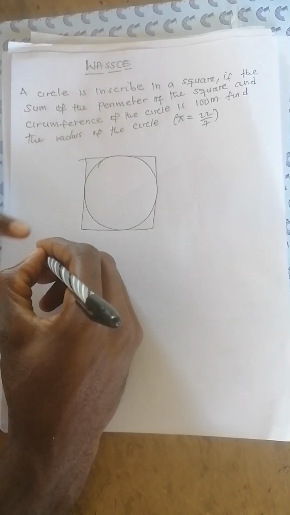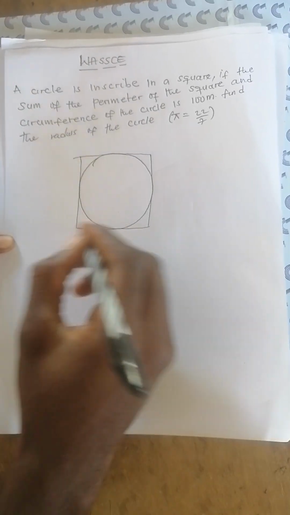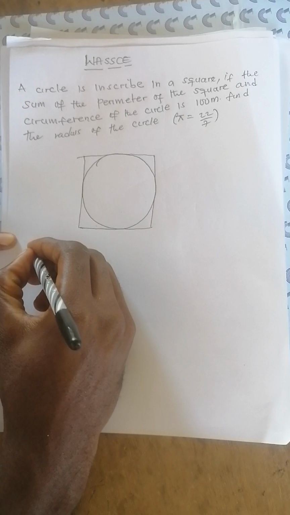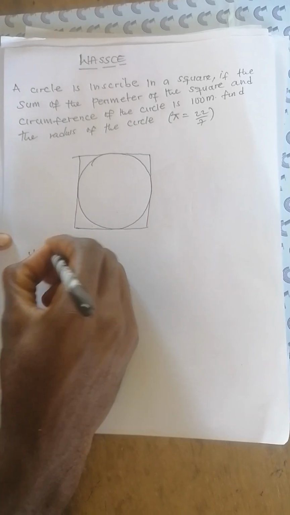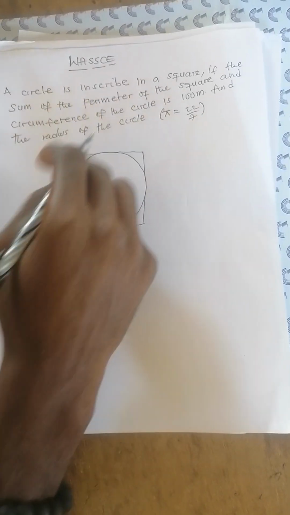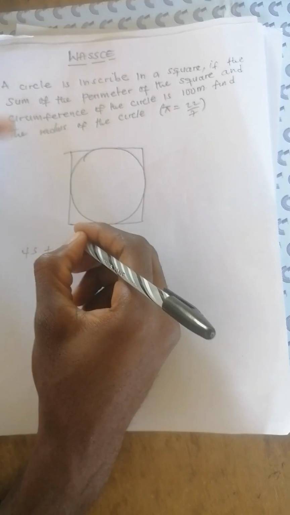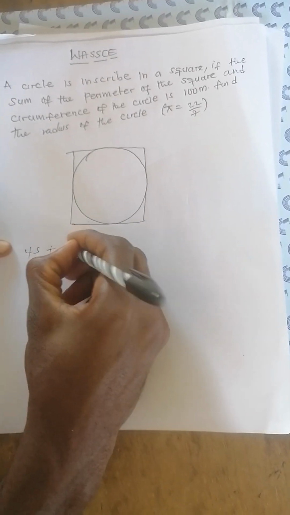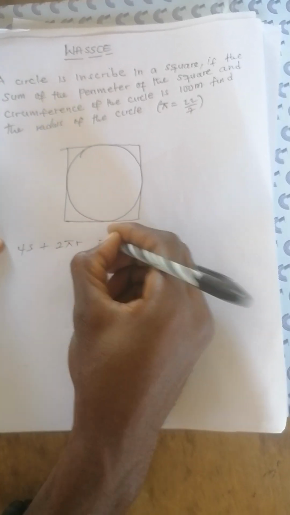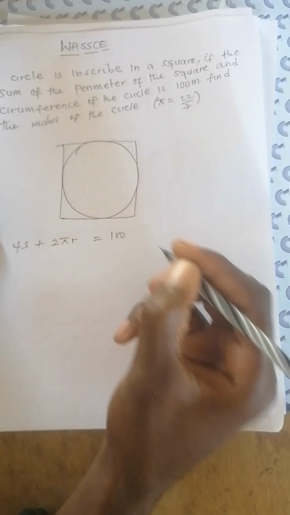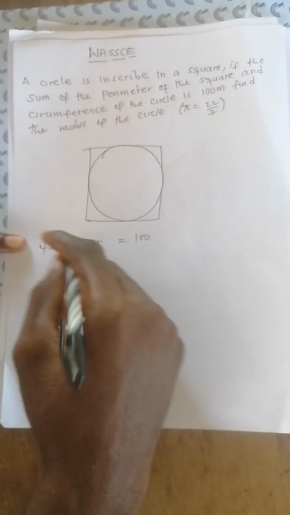Now they are telling you the sum of the perimeter. What is the formula for the perimeter of the square? The perimeter of a square is 4s, meaning this plus this plus this plus this, plus the circumference of the circle. The formula for the circumference is 2 pi r, and this is equal to 100 centimeters. And they're asking us to calculate the radius.